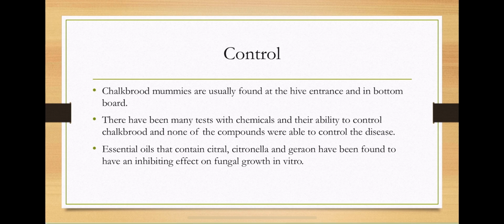There have been many tests with chemicals and their ability to control chalkbrood, and none of the compounds were able to control the disease. Essential oils that contain citral, citronella, and geraniol have been found to have an inhibiting effect on fungal growth in vitro.